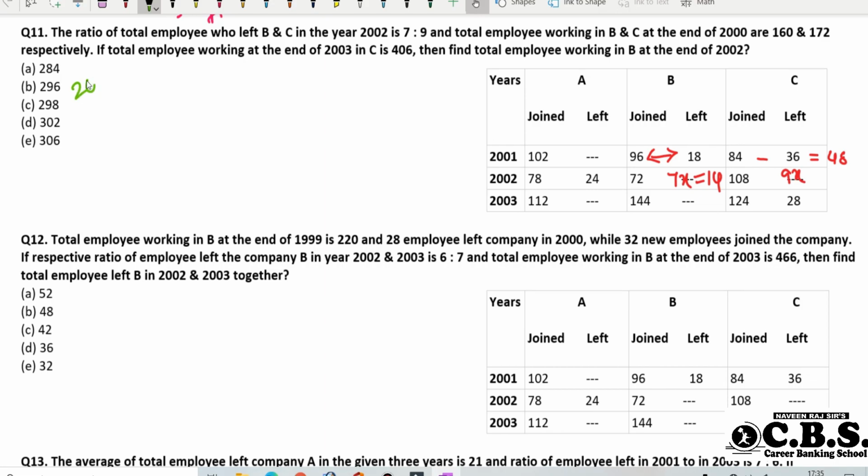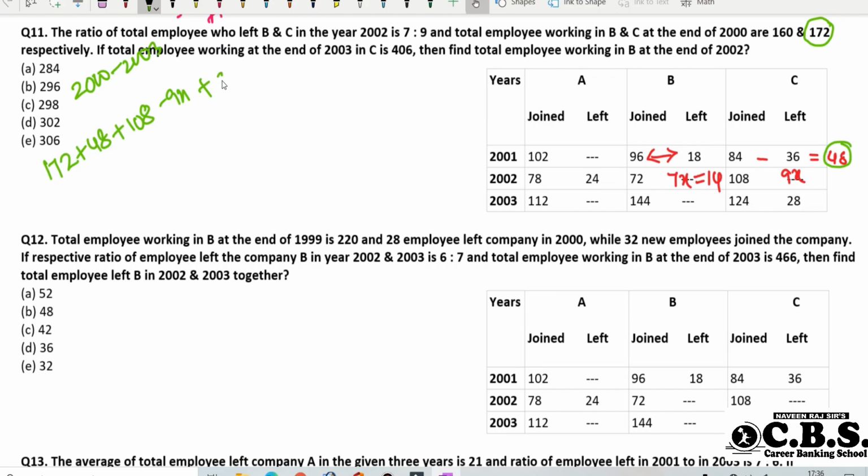I'm going to find out C. C is 2000. So from 2000 to 2003, how many employees are working in total? 406 employees are working. In 2000, how many employees are working in C company? This is 172. Clear? 172. And how many joined? 84 joined, 36 left. How many are working? 48 working. Next, 108 joined. How many left? 9x left. Plus 124, 98, nothing but what?